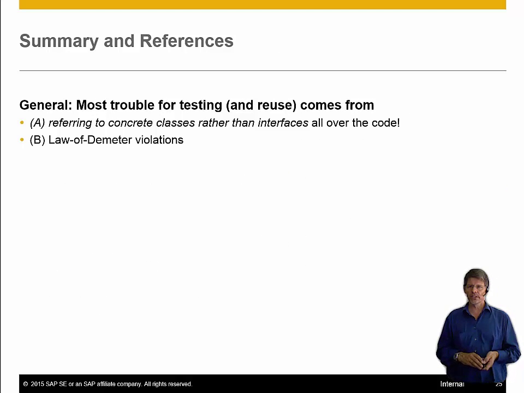So the summary is this: most trouble for testing and reuse really comes from two things: referring to concrete classes rather than interfaces. If you say create, you refer to a class, so then you already have a binding to a class all over the code. So if you do this first step, then say everything that is a service, or anything that does a big thing in my code, nothing trivial, I expose as an interface, you immediately have the right thoughts. Then you need a factory to create the instance, and already there you have the place to replace something.